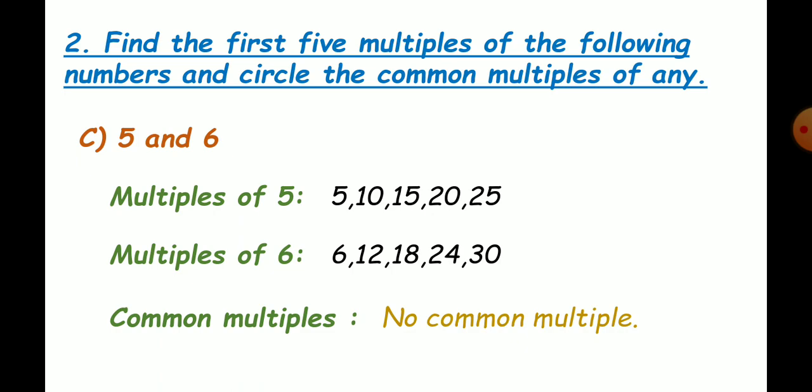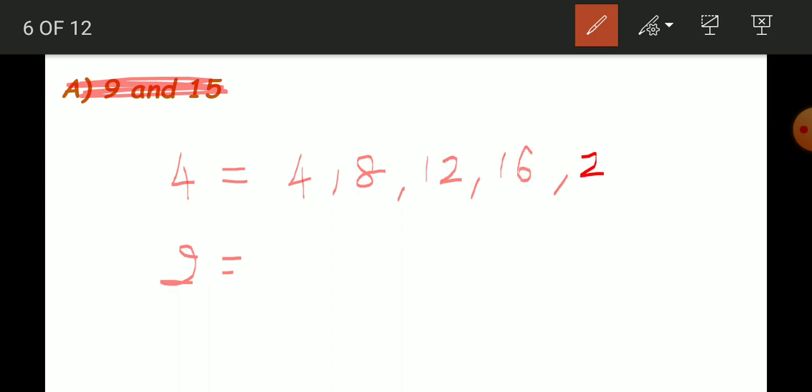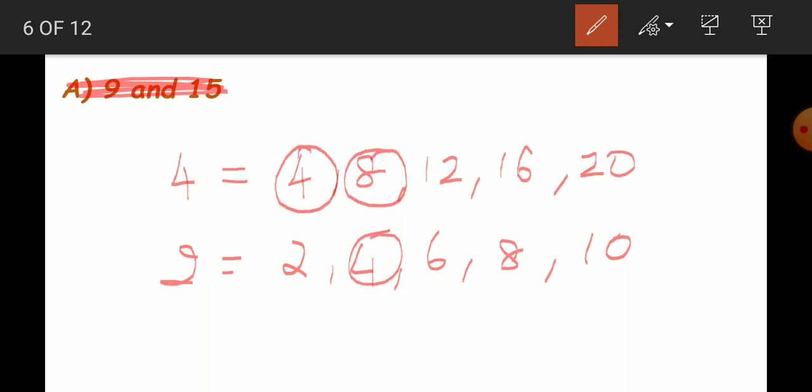Okay. Now next topic, find the LCM of the following pairs of numbers. Let me tell you an easy example, for 4 and 2 itself. This is an example, children, do not look at this. If I write the first 5 multiples of 4: 4, 8, 12, 16 and then 20. And for 2: 2, 4, 6, 8 and 10. Here we have two common multiples, right, 4 and 8.